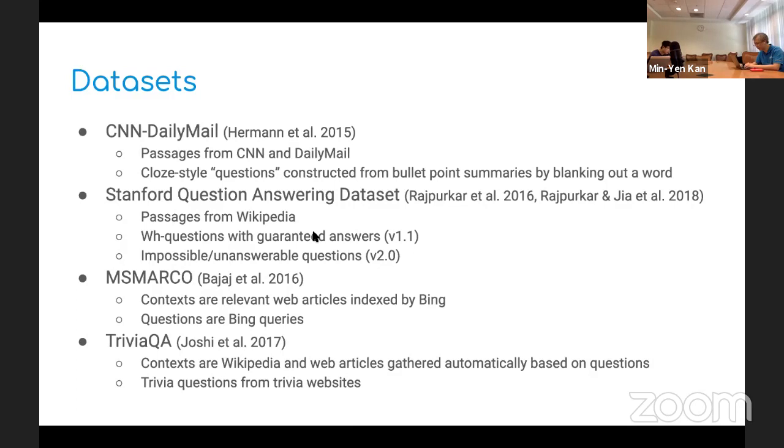Whereas in version 2, they also add unanswerable questions. How they do this is they change some of the entities in the questions to some entity from another context. In this case, they say the question is unanswerable.